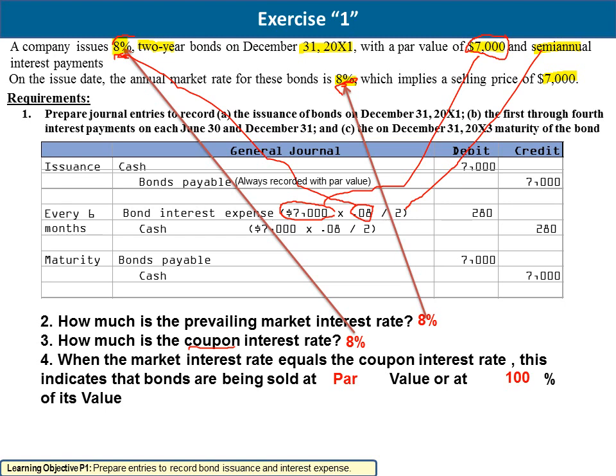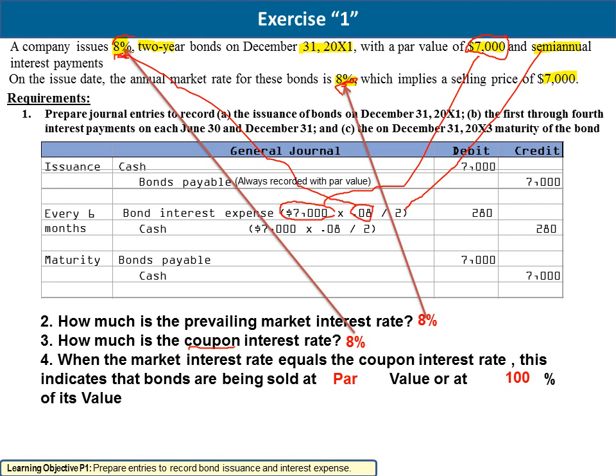So the last requirement is you need to record the maturity of the bond. Maturity means that the life of the bond came to an end. So at the end of its lifetime, the company will have to repay the principal amount. So cash of the company will decrease and its liability will also decrease. So we are going to record the reversal of the first issuance entry. The first issuance entry was debit cash, now cash will be credit. And it was credit bonds payable, now bonds payable will be debit. So we are going to reverse it, like that. So that was the first requirement.